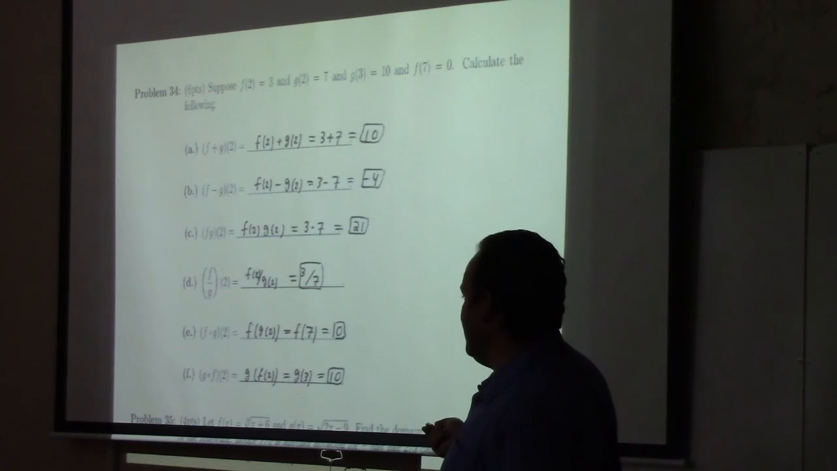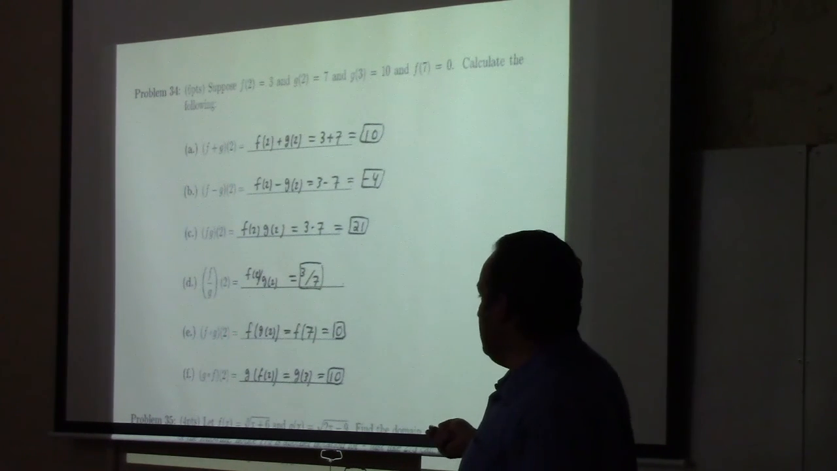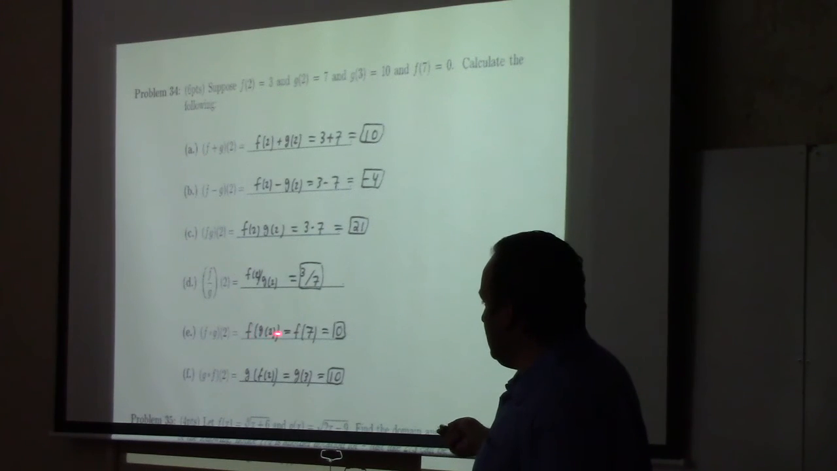How do you pull numbers out of a number? Well, sure. F composed with G of 2 means F of G of 2. This is the definition of that funny looking circle. That's the composition of F with G. So we plug in G of 2 into F. G of 2 is 7. So F of 7 is 0.